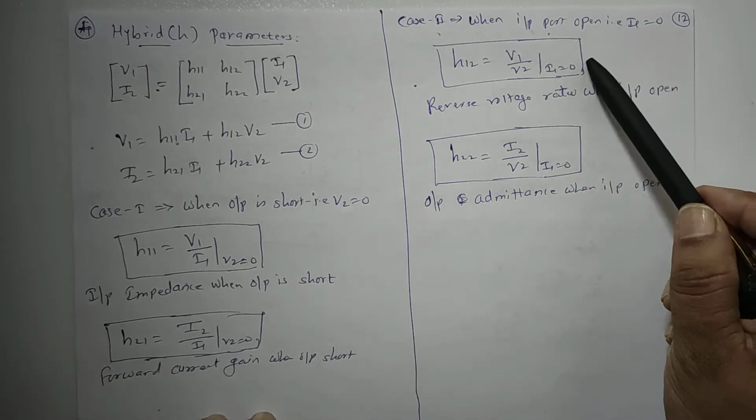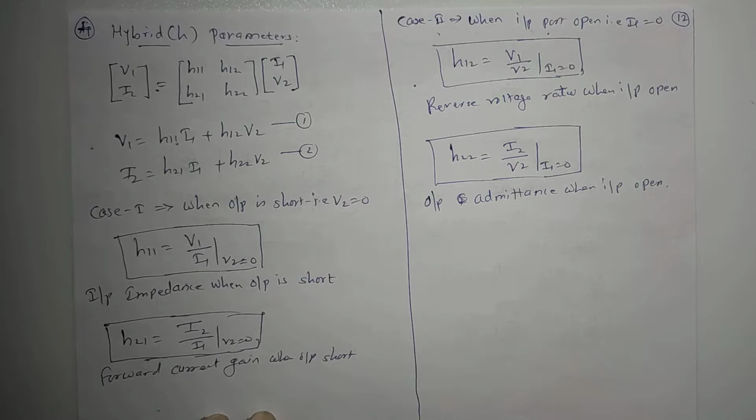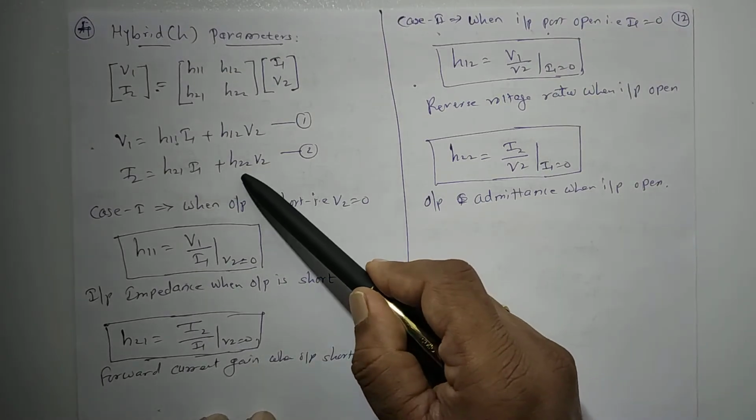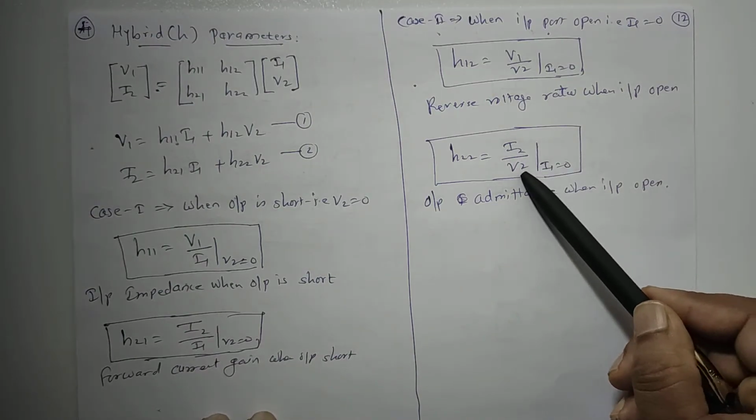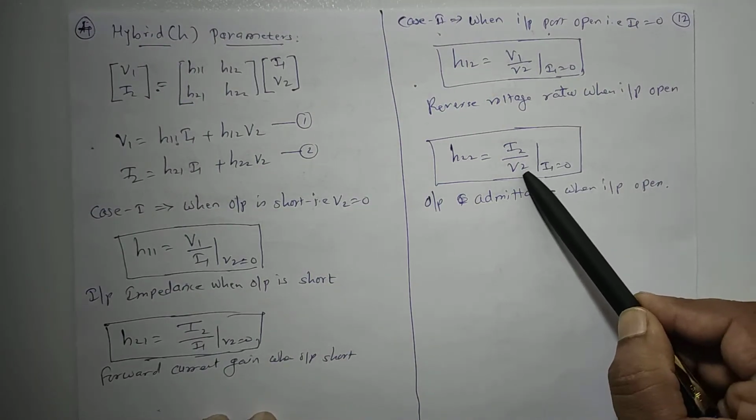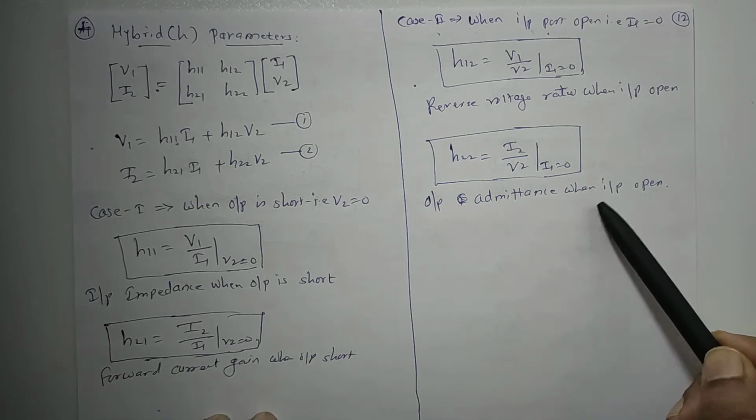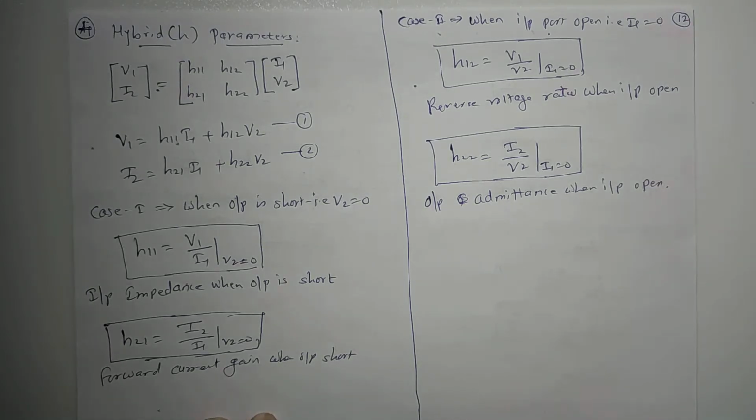This is represented by HR in transistor. Okay, next H22 is nothing but I2 upon V2. So H22 is I2 upon V2, output current upon output voltage, so it is the output admittance when input is open. In this way we will define these H parameters.